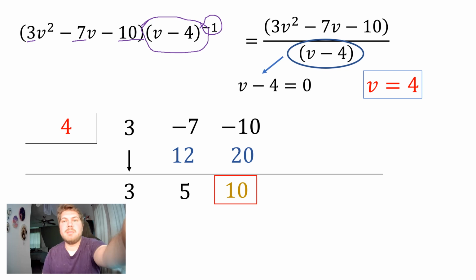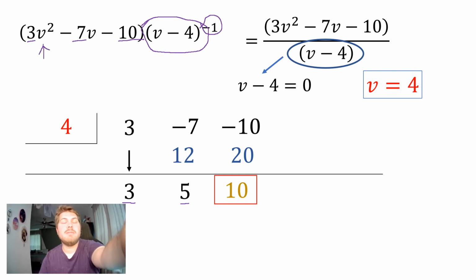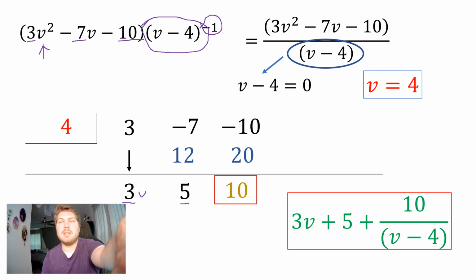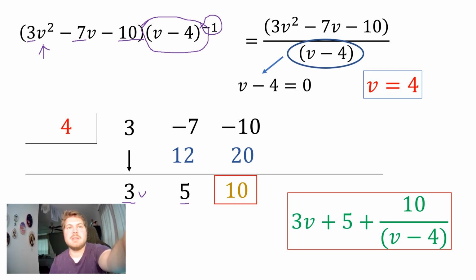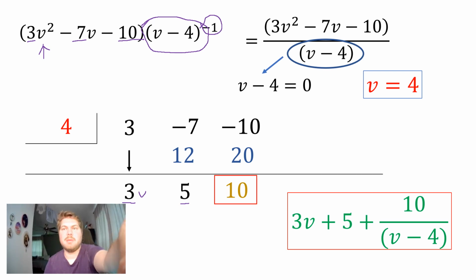So 10 is our remainder. Now we're going to write remainders the same way we did with long division. And then these are going to follow the sequence one less than what we originally started with. So we started with v squared, so it's going to start with just a v, and then this will be our constant. And then the way we write our remainder is whatever the number is divided by what we are originally trying to divide by.